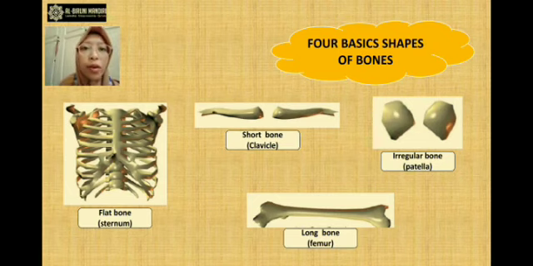Irregular bones, it's not a regular shape, tidak beraturan. This is the example, the patella or kneecap, and these are the four basic shapes of bone.